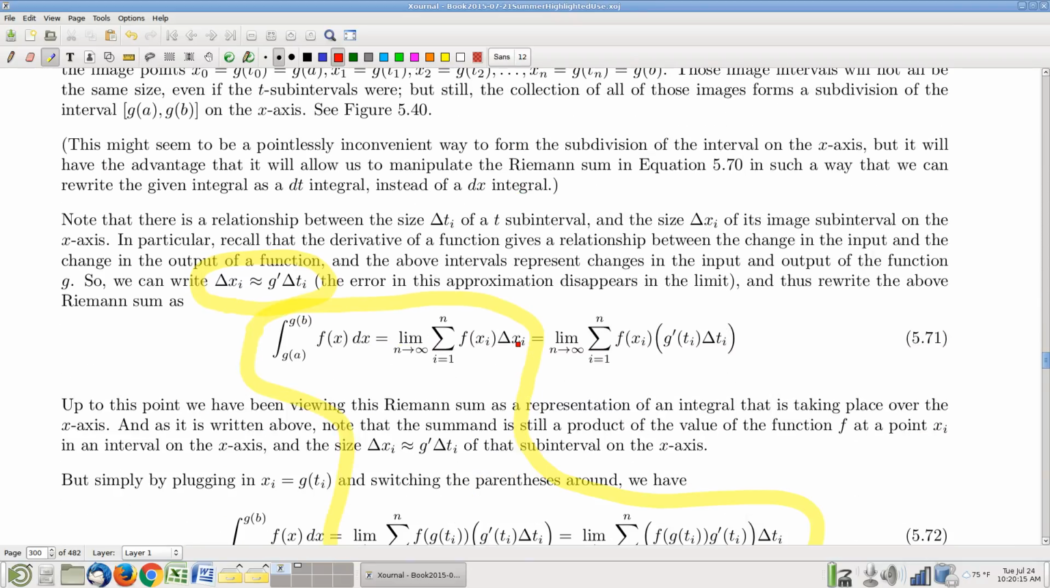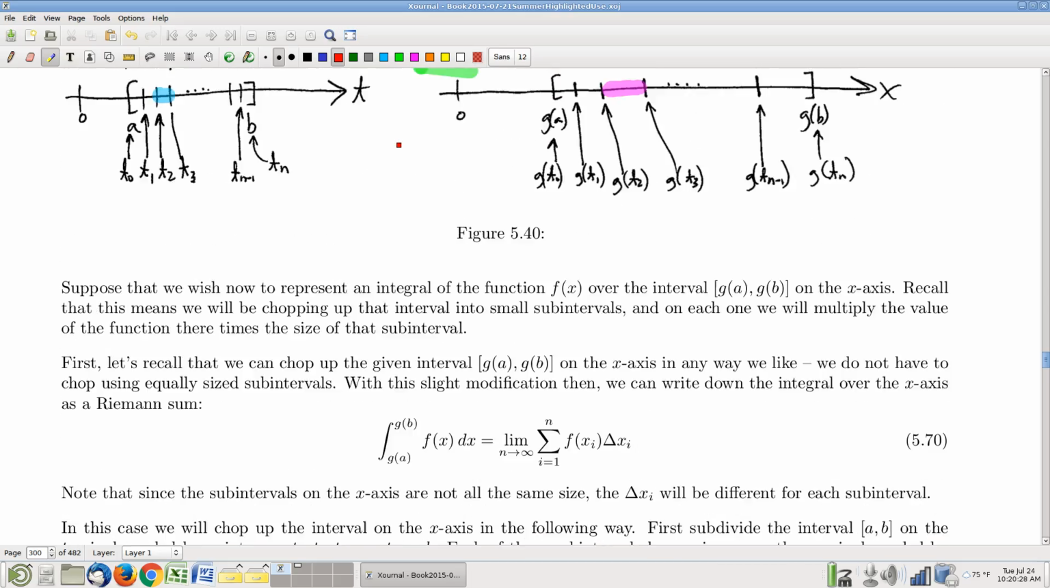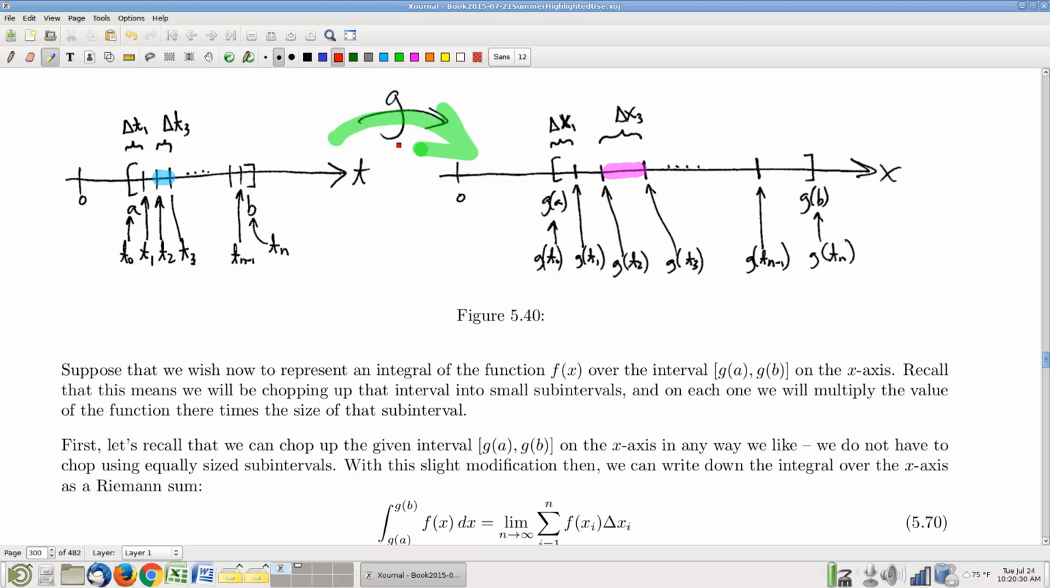Here's some of the algebra. So here's my integral on the x-axis. It's a Riemann sum. That's just the definition of an integral. Let's look at the objects inside of here. One of the first objects I have is this delta x.